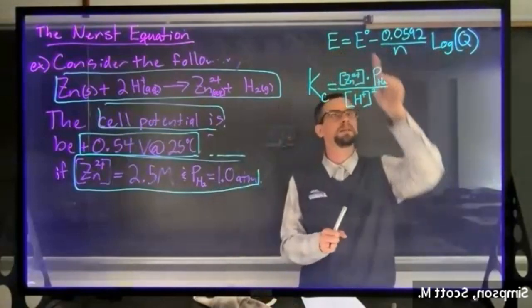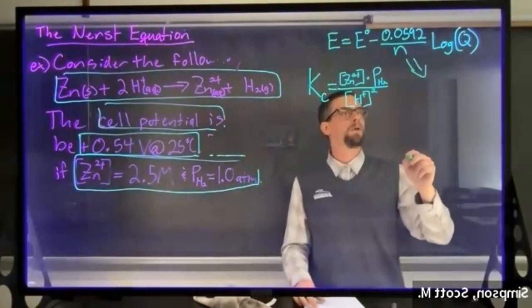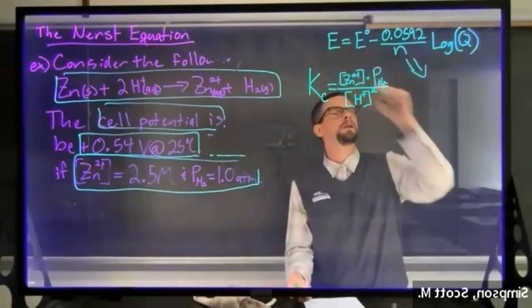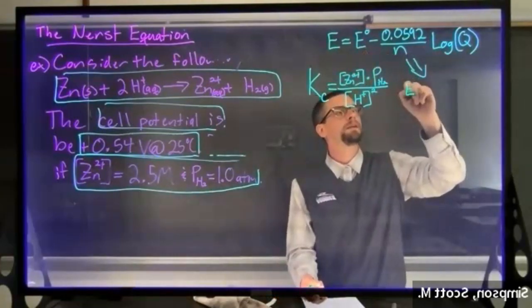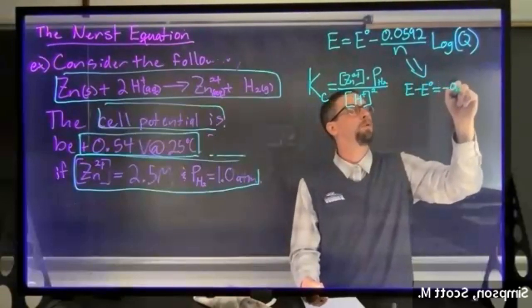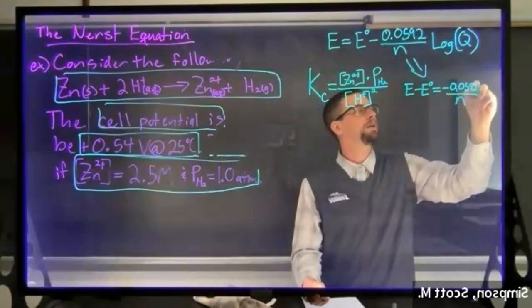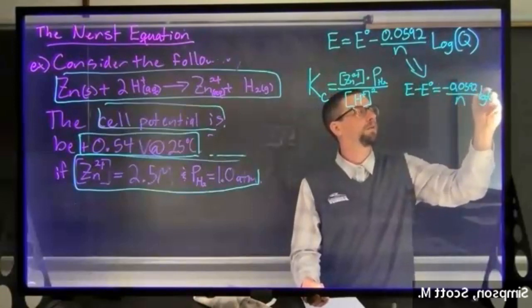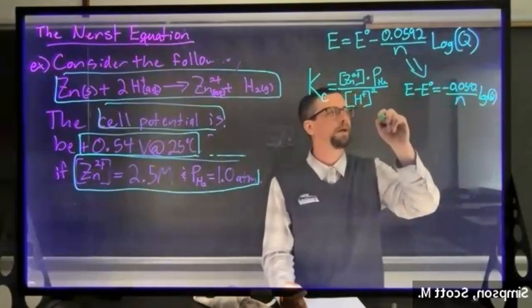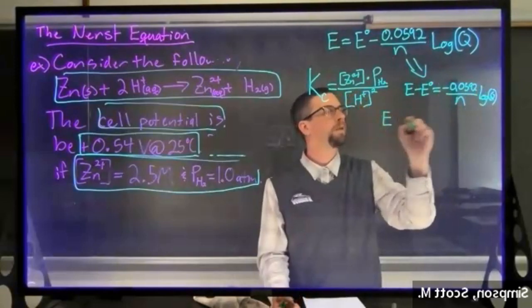So what we need to do is manipulate this equation around to solve for log Q. In order to do that, we're going to move E naught over. So we get E minus E naught is equal to negative 0.0592 divided by n. And we have that log of Q. Next, we're going to move this bit over. So let's do that.